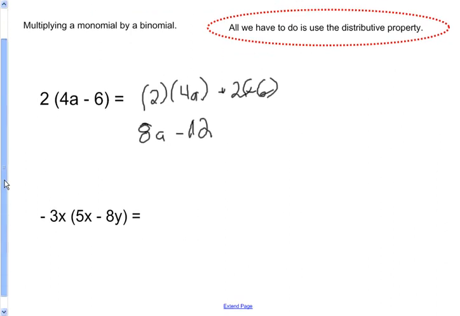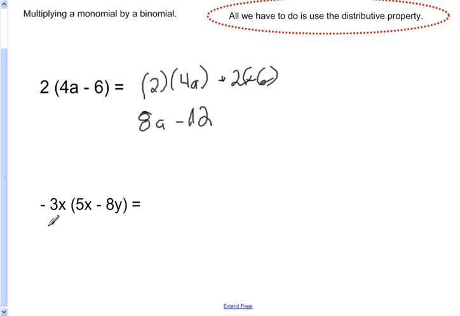What if we have a coefficient and a variable? Well, it's the exact same thing. It's all the same multiplication. We multiply the numbers together, then the variables. So the first one, negative 3 times 5 is negative 15. X times x is x squared. Distribute it to the second one. Negative 3 times negative 8 is plus 24. X times y is just xy. So that is the distributive property. Very, very important. And that is our review of polynomials and the distributive law.